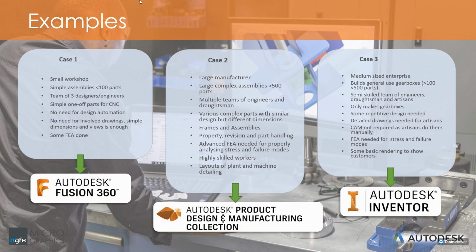So think automotive or very complex engineering industries like mining, for example, where you have large complex assemblies that are greater than 500 parts. We're looking at multiple teams of engineers and draftsmen. So they have people who actually draw, people who design. So different sets of people will be using FEA and simulation, and different sets of people will just be doing the drafting. You'll have various complex parts put together. Some need to be machined, some are sheet metal, some are just frames to carry the designs. There could be a lot of factors to consider.